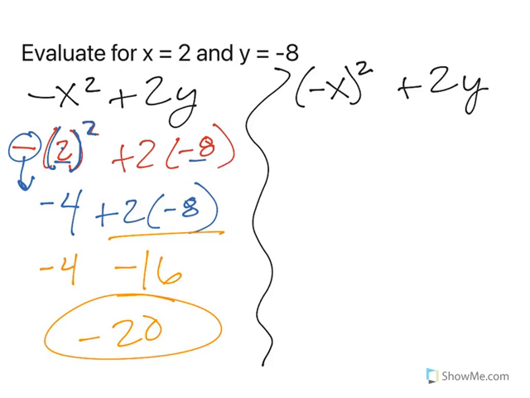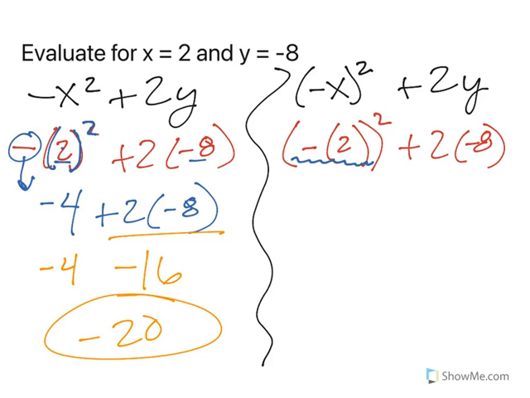Let's do it again, slightly different this time. So I'm still going to plug them in. Now I have (-2) squared plus 2 times (-8). Okay, now if you look inside this parentheses, we have a -2. So I have to simplify inside parentheses first, right? So this is the same as just (-2) squared plus 2 times -8.